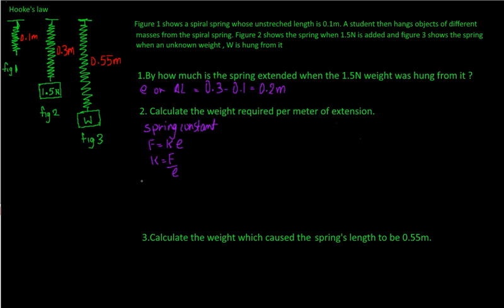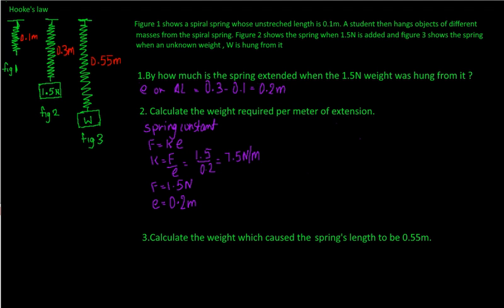Now we know how much is force here. Force is given as 1.5 newtons and extension we found in question number 1, that is 0.2 meters. So we can substitute this in the equation for spring constant, that is 1.5 newtons divided by 0.2, which is equal to 7.5 Newton/meter. So this is our spring constant.